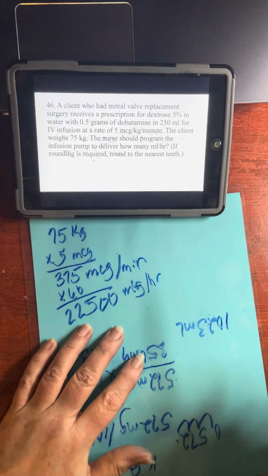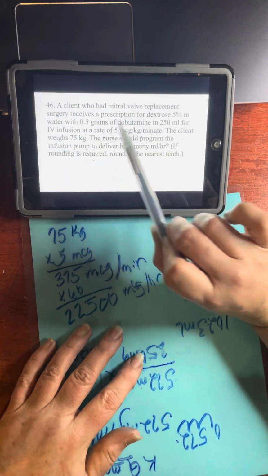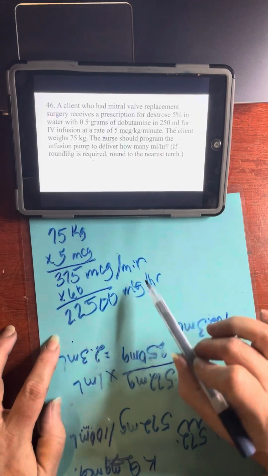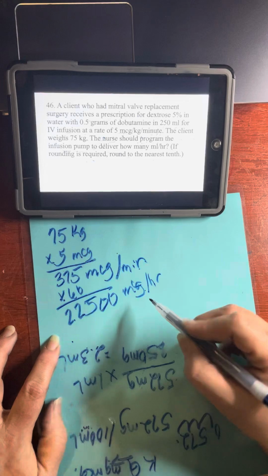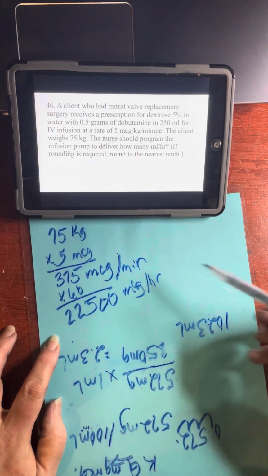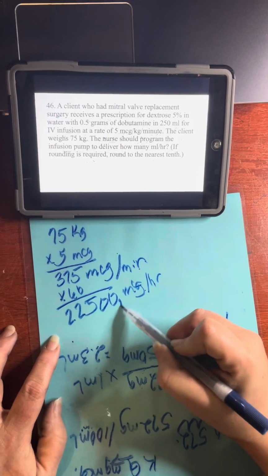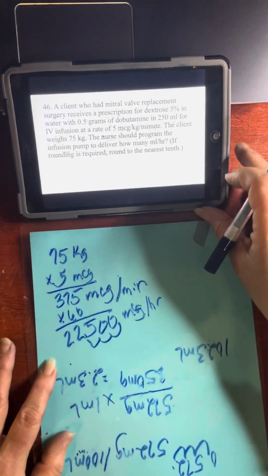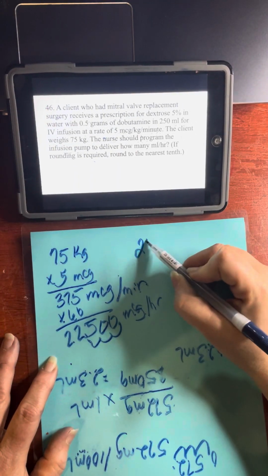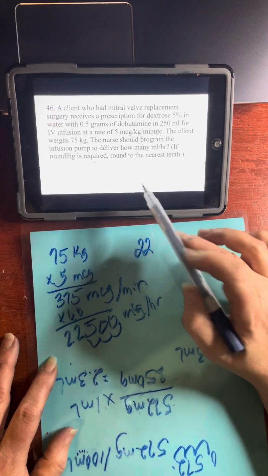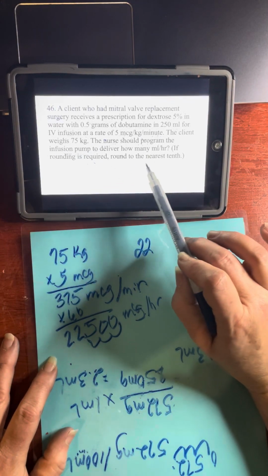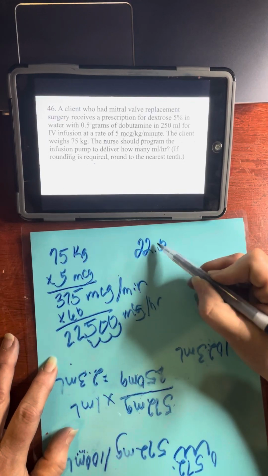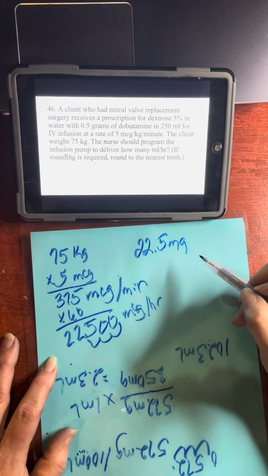Okay. And of course, they put the dobutamine in grams. We have to convert. So I'm going to convert micrograms to milligrams, and I'm going to move this decimal 1, 2, 3 right here. And so the dose ordered is going to be 22. It said if rounding is required, round to the nearest tenth. So it's going to be 22.5 milligrams.